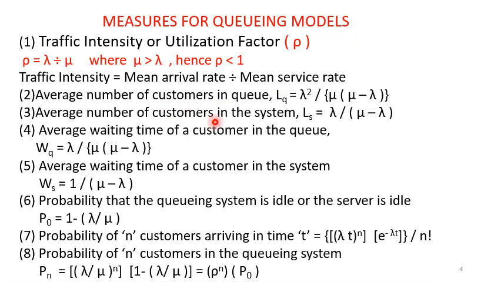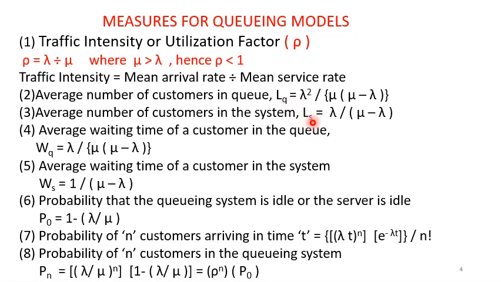What is the average number of customers in the system? It is represented by LS. LS is equal to lambda divided by mu minus lambda. Now the difference between LQ and LS was already discussed in the previous session. Again, let us refresh our memory.